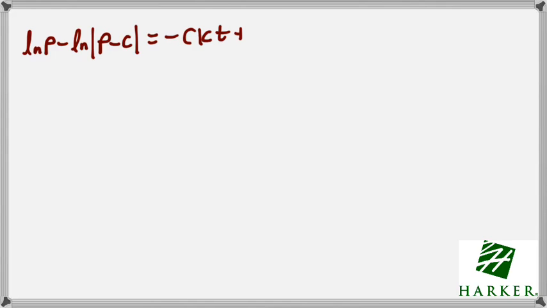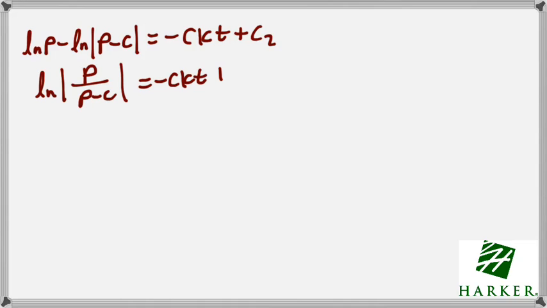So we have, let's see if I can remember that. It's the ln of P minus the ln of the absolute value of P minus C is equal to negative CKT plus C2. I think that's what I had there. So this is the ln of the absolute value of P over P minus C equals negative CKT plus C2. I'm going to exponentiate both sides now.